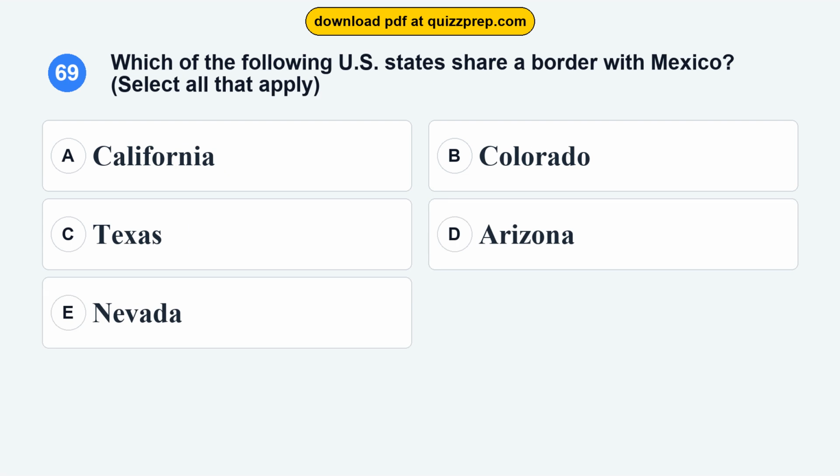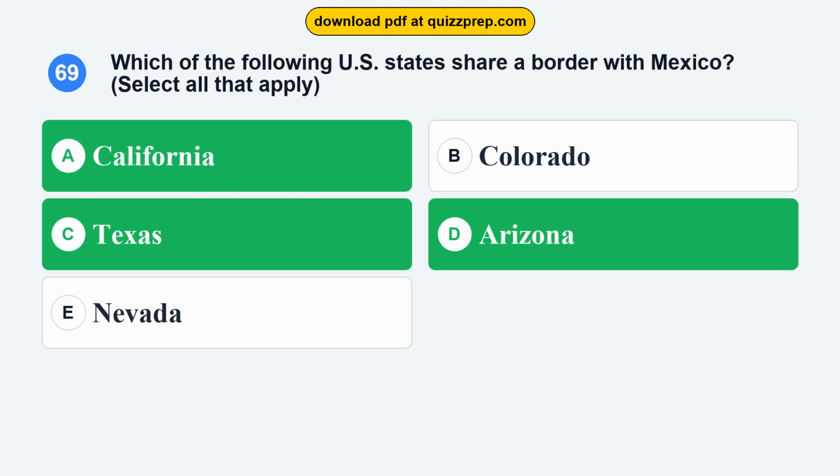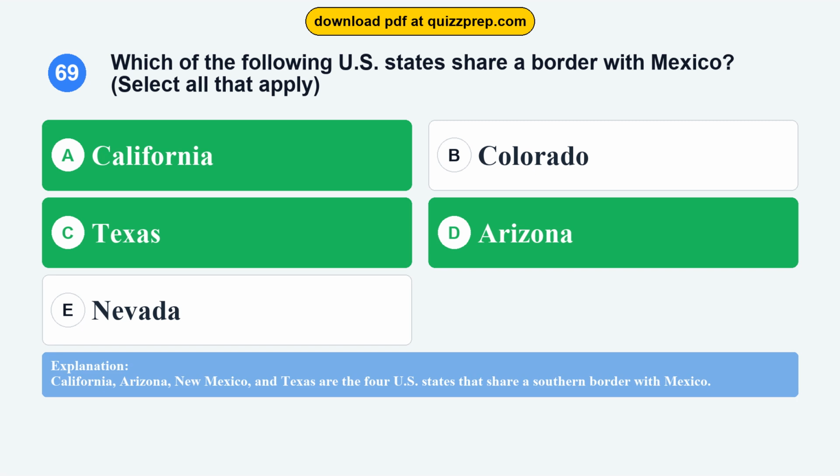Question 69. Which of the following U.S. states share a border with Mexico? Option A, California. Option B, Colorado. Option C, Texas. Option D, Arizona. Option E, Nevada. The correct answers are options A and C and D. California, Texas, Arizona. California, Arizona, New Mexico, and Texas are the 4 U.S. states that share a southern border with Mexico.